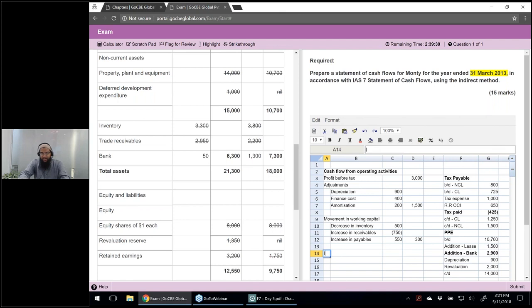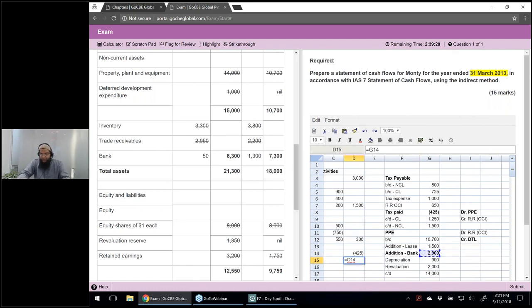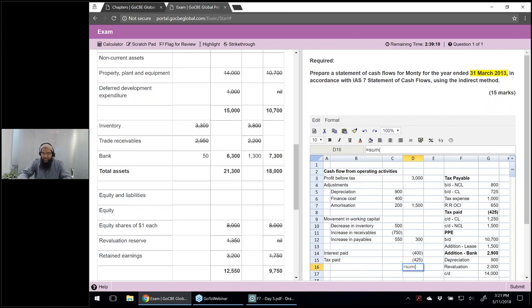It is 300. And then we are going to have interest paid and tax paid. Interest paid was actually 400 and the tax paid was 425. So let's calculate the sum of all these. This will become the total cash flow from operating activities.